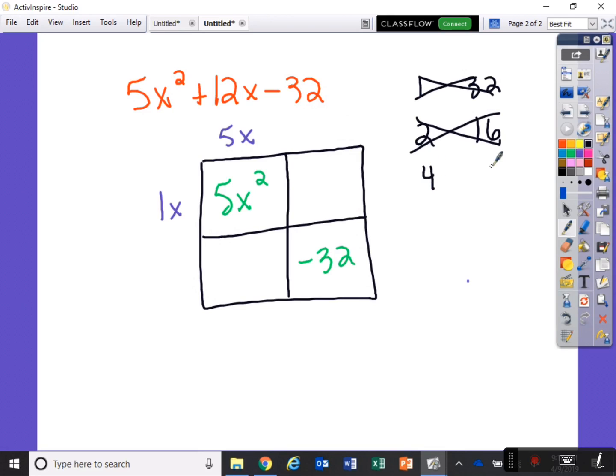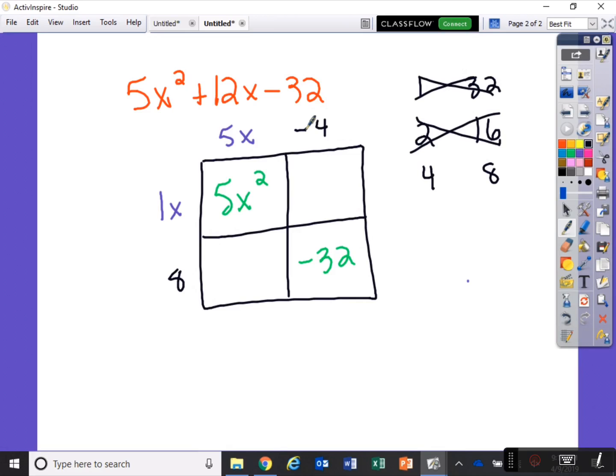4 and 8. So where do we want to put the 4 first? With the 5 or the 1? 5. Okay, let's put the 4 with the 5 and the 8 with the 1. Which one do you want to be negative? The 4. Alright, and we'll leave the 8 positive.